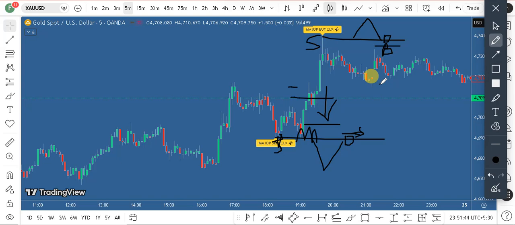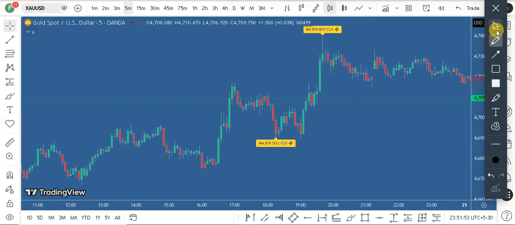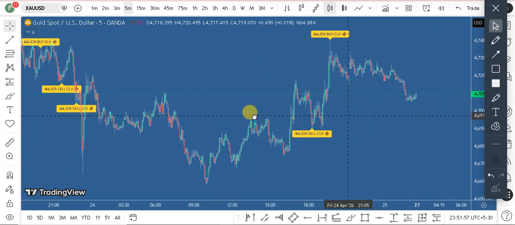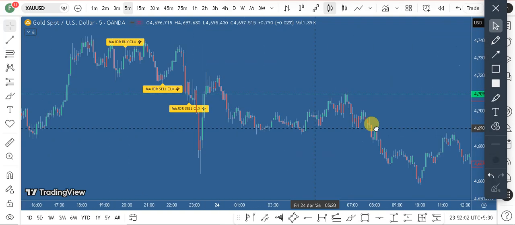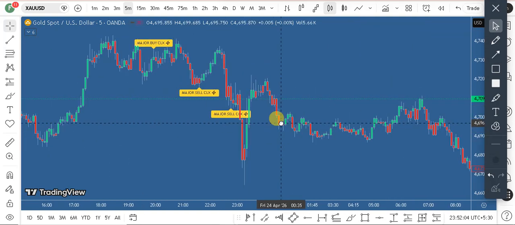On target. So let us see some signals. Recently we got two signals. Now you can see this particular one. This was the trade setup which I was talking about. We got a major sell. That means we have to buy. We bought at this candle. This was our stop.